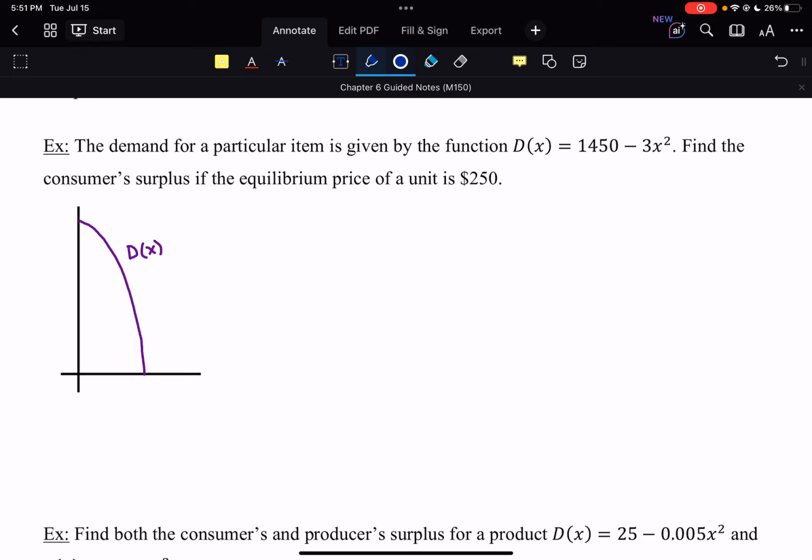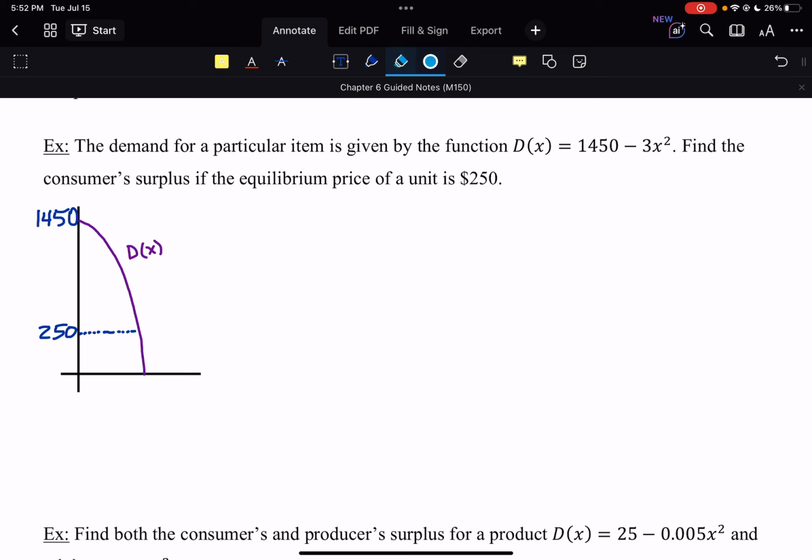Okay, so a couple things that we know about the values on this function. This is a downward opening parabola. Obviously, I've already sketched the piece of it in the positive direction here. We know that its height would be 1450, so that's going to be right there. And we know that the equilibrium price is at 250, so that's going to be somewhere down here. Okay, not drawn to scale necessarily.